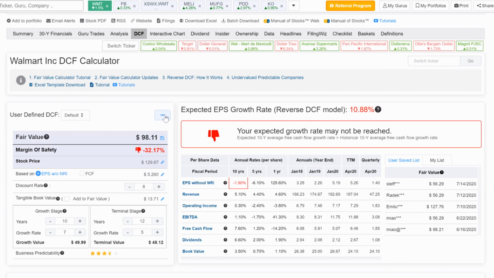Once you do all of this, you can save it. You can save the parameters, and next time you come to this stock, you can load it up. So that's the improvement we made to the DCF calculator: you can create your own parameters and save them, which helps you get the parameters next time.